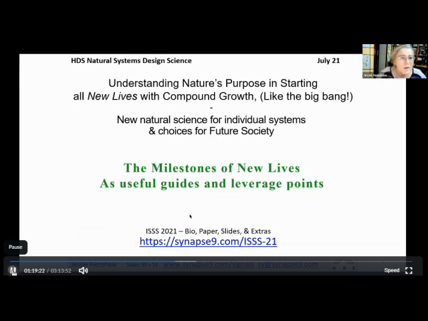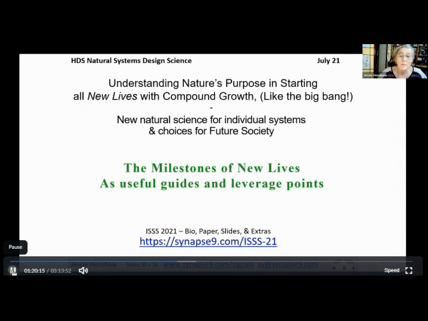Greetings, everyone. This is about understanding nature's purpose in starting all new lives with compound growth, like the Big Bang. It's also natural science, not so much systems science. It's natural science enabled by systems tools and focusing particularly on the study of individual systems that develop by growth, and offering new choices for a future society.